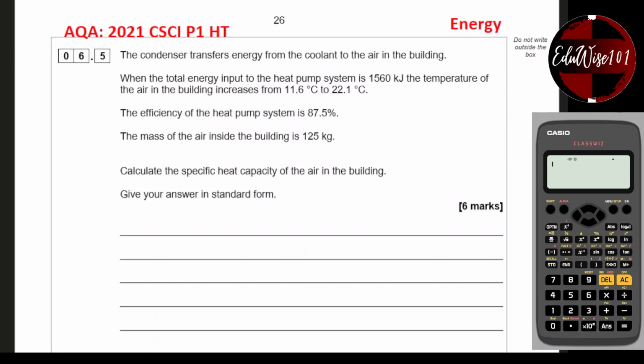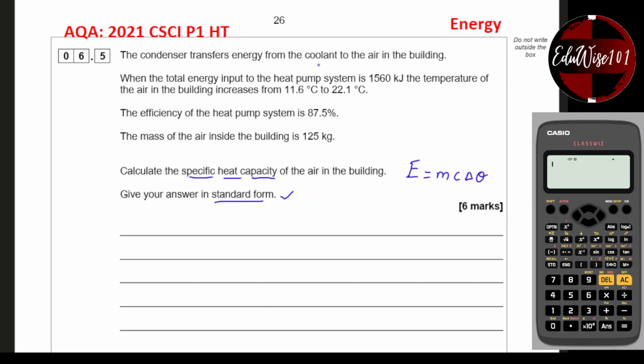Question 6.5 is a 6-mark question, and it's a calculation on specific heat capacity, because you can see they're asking you to calculate the specific heat capacity, which means you need to automatically look for the equation. This equation: energy transferred equals the mass multiplied by the specific heat capacity multiplied by the temperature change, delta theta. So give your answer in standard form. That should generally give you 1 mark as well out of the 6. So let's have a look at the question.